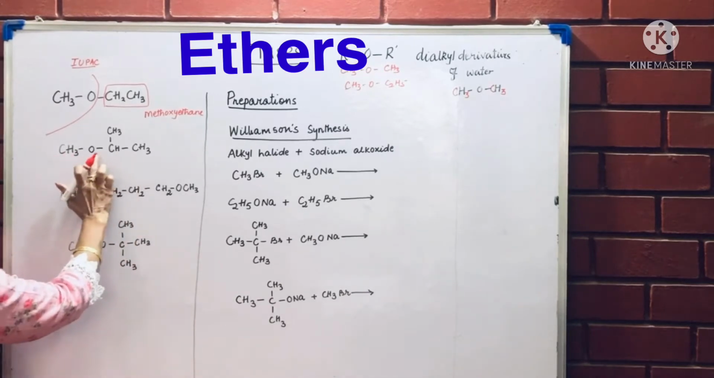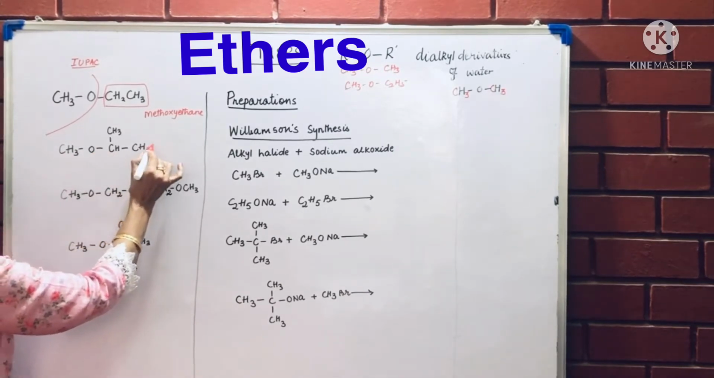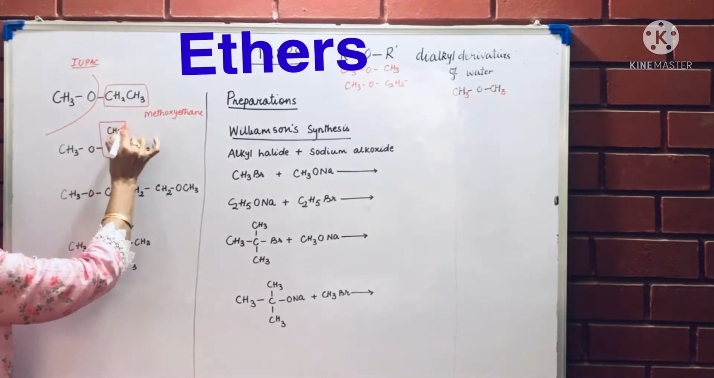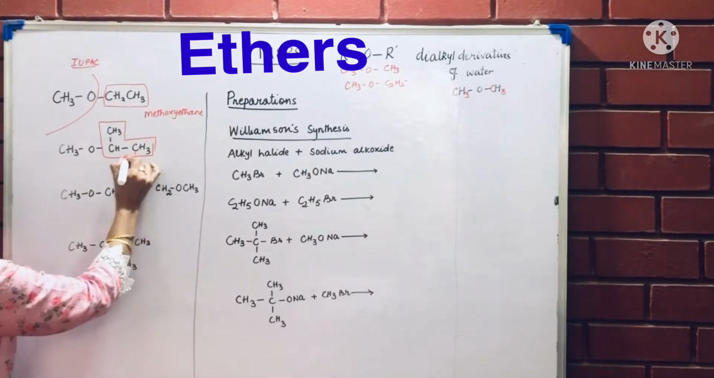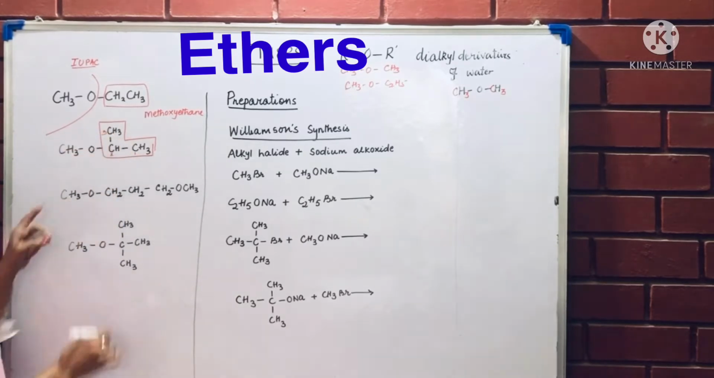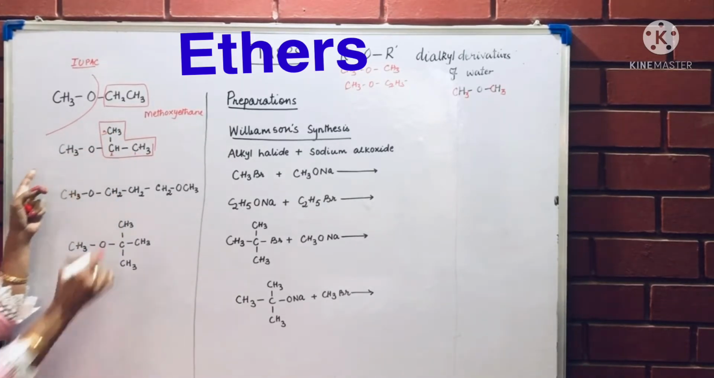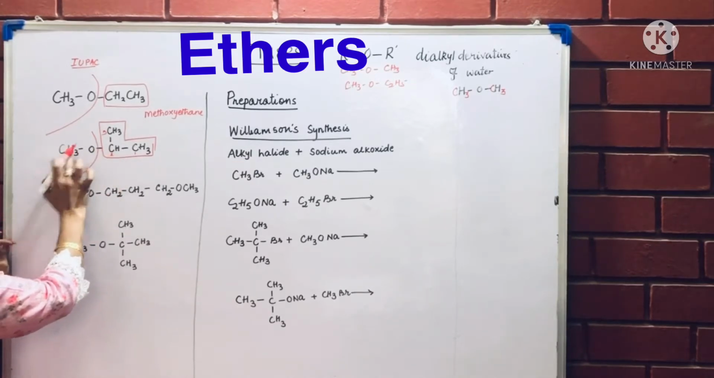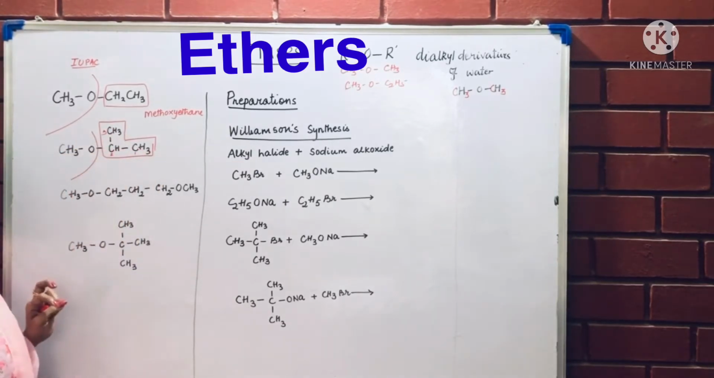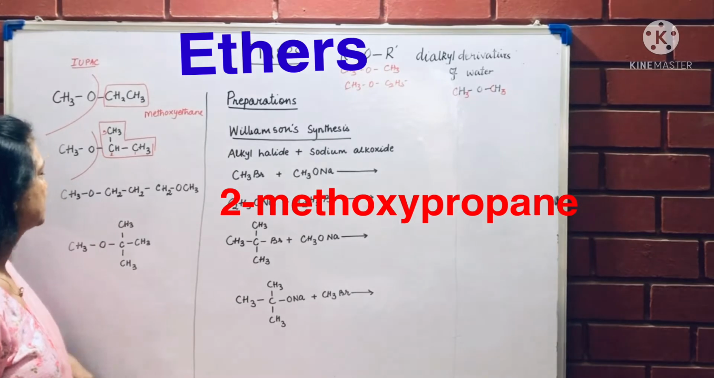Now in this case, the chain breaks here, but I can say this whole thing is the chain. Now I'll number the chain 1, 2 and 3. At place 2 is the methoxy group. So this becomes 2-methoxypropane because the chain is of 3 carbon atoms.